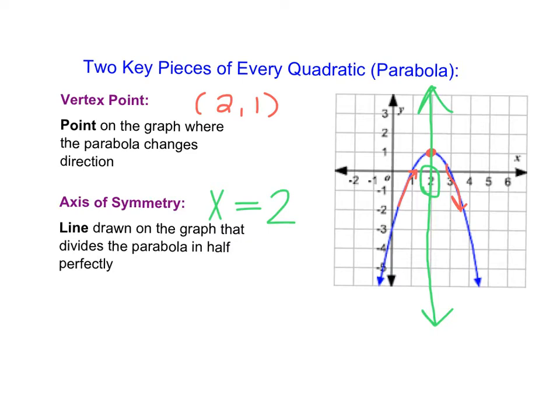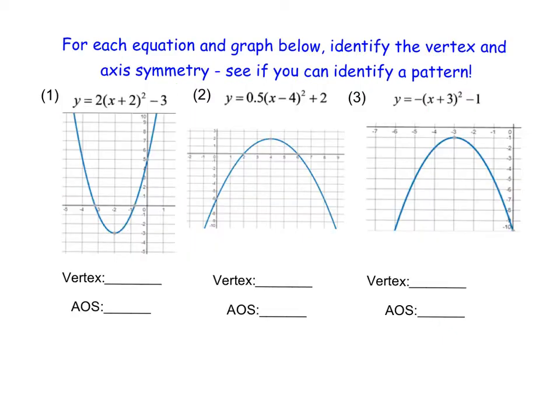So our axis of symmetry equation line is x is equal to 2. So on every single parabola or quadratic function that we see, we're going to have an axis of symmetry, as well as a vertex point where the graph changes direction. So let's practice identifying these key values for the equations that you see up above. You can see here we have three different equations, we have three different graphs, and each has a different vertex and axis of symmetry. So let's take the time to identify them.